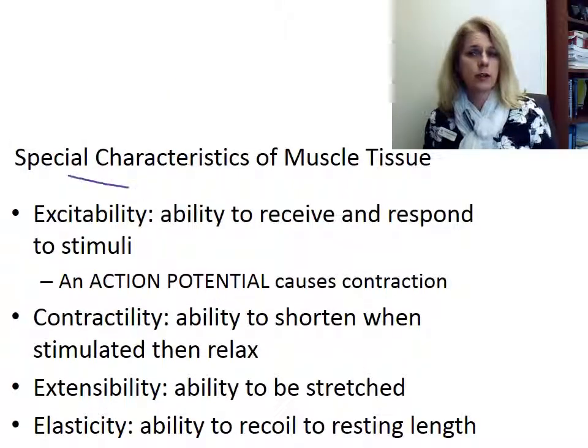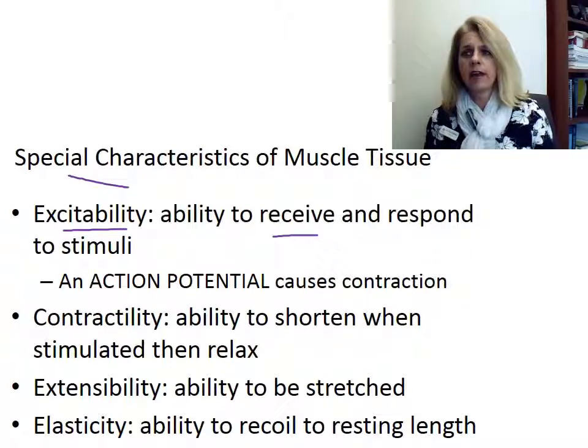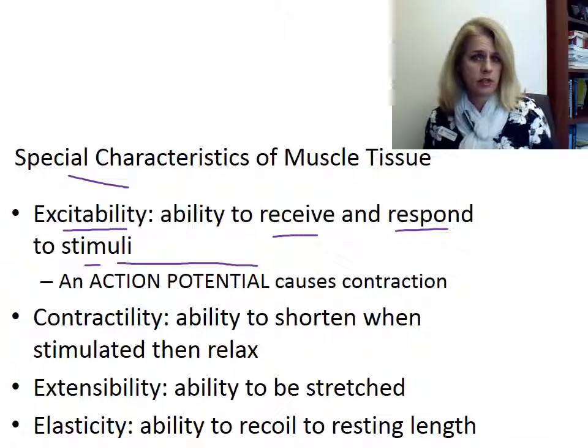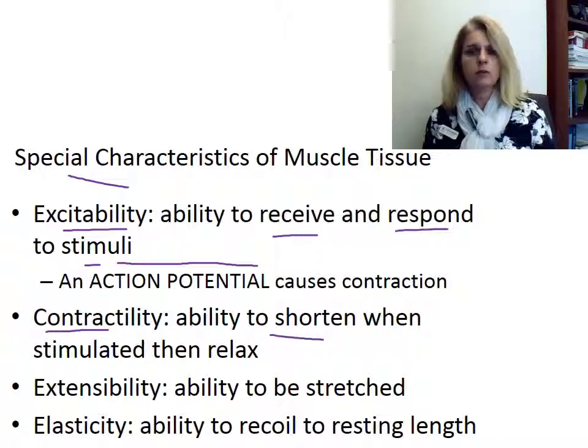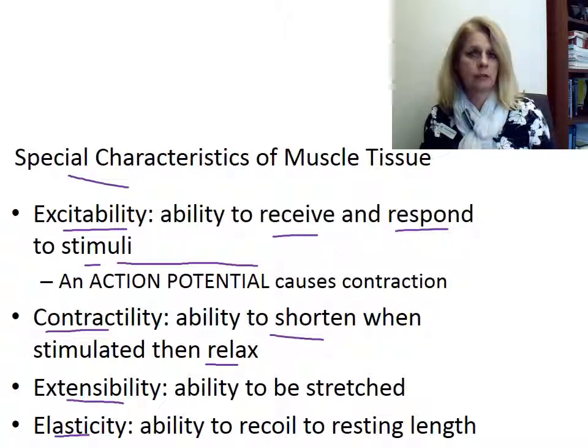Muscle has special characteristics. It's excitable, that's the first one, which means it can receive and respond to a stimulus. And in the case of skeletal muscle, we're going to focus on the action potential. Now, we haven't covered this yet, but we're going to talk about what an action potential is. But that's the stimulus that causes a skeletal muscle to contract. Muscle has contractility. That means it's able to shorten when it's stimulated and then to relax. It has extensibility. That means it can be stretched. And elasticity, which means it's able to go back to its original length, so it can recoil. So those are the four special characteristics of muscle.